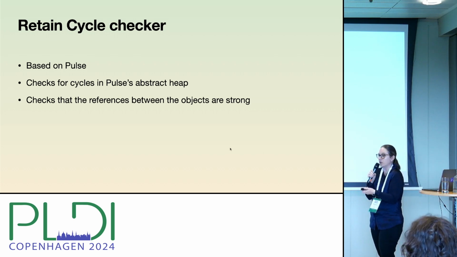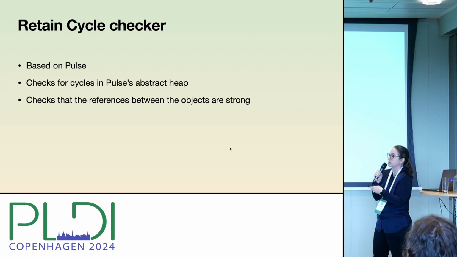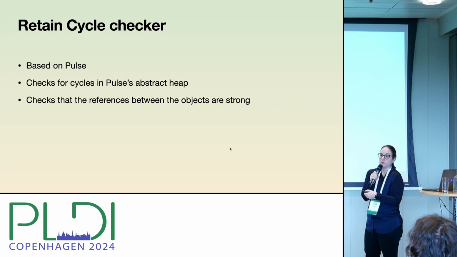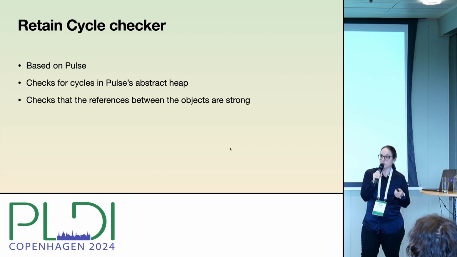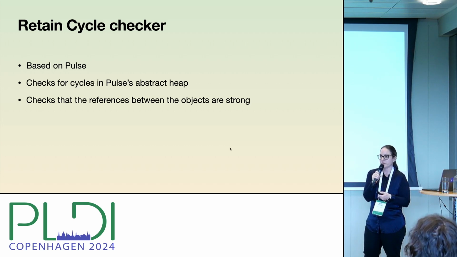So we want to build a checker for this in Pulse. Thankfully we just had Jules' talk, so you know more or less how Pulse works. We basically use the abstract heap of Pulse and the abstract interpretation that Pulse provides, and we try to find cycles in this abstract heap. We just need to check that there are cycles and that the references are strong between the objects, and in that case we report. So we need two parts to report: that there is a cycle, and that the references are strong.